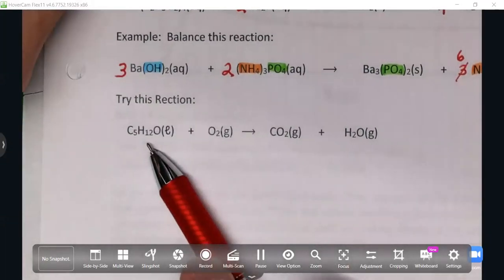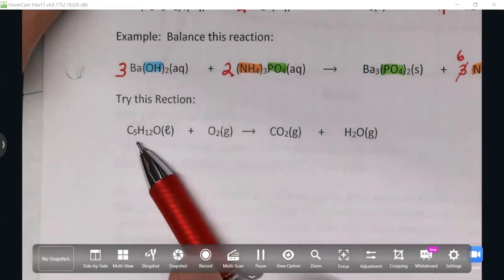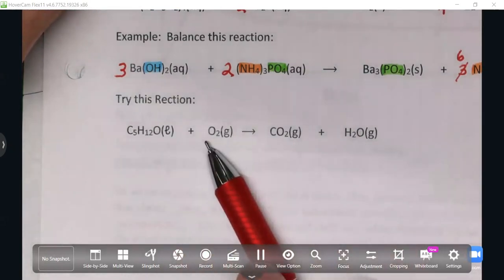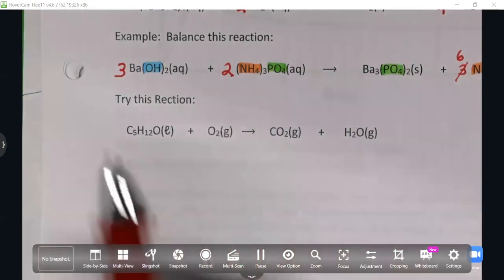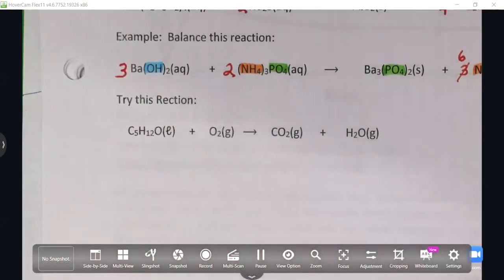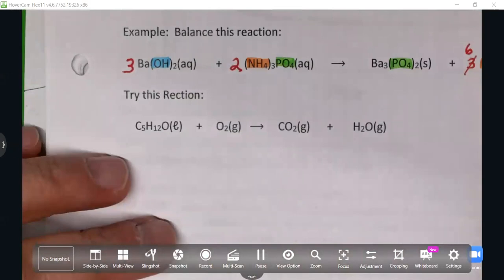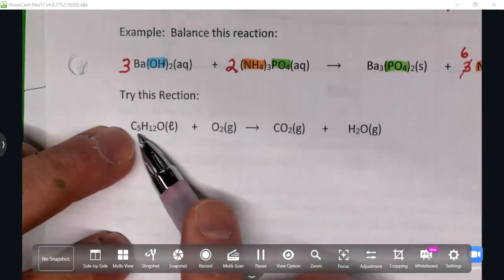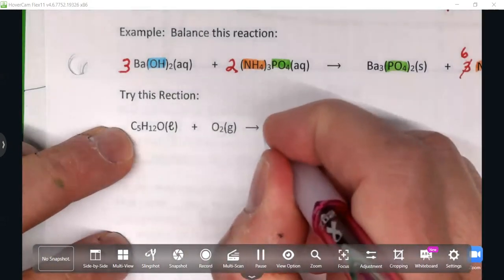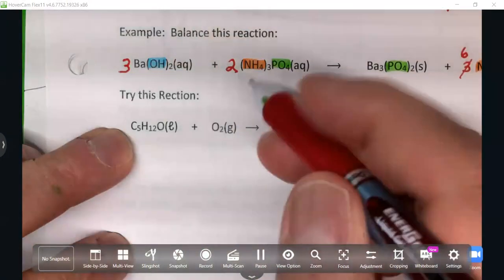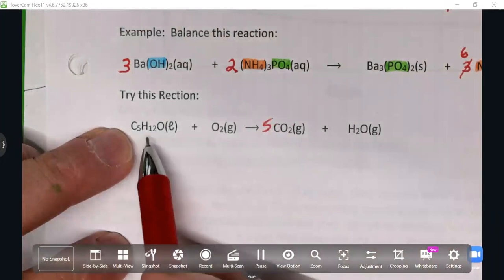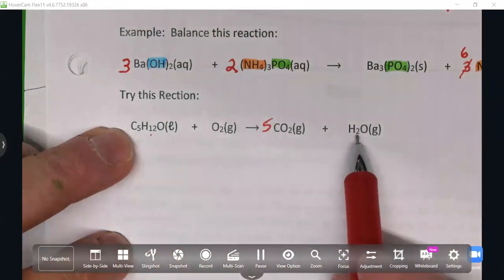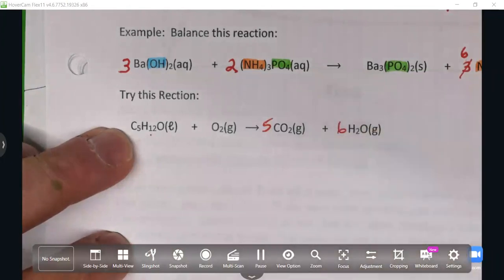Some of these combustion ones can get ugly. You can end up with a 25 here and things like that. Yeah, we'll do this one. We'll start with carbon. 5. Twelve hydrogens, 2 hydrogens, 6.